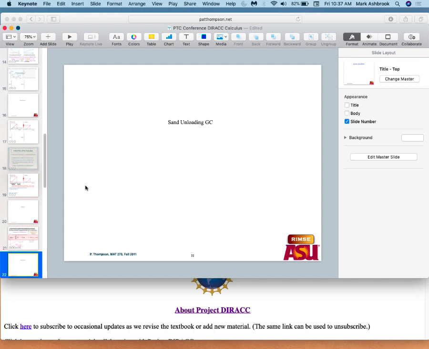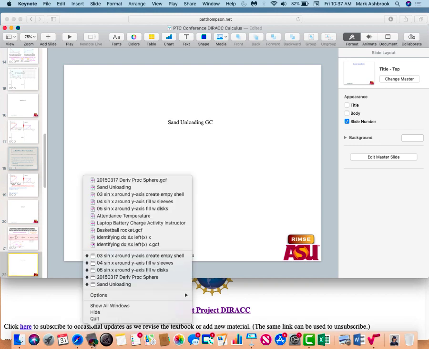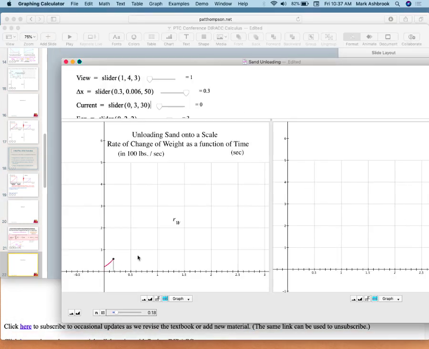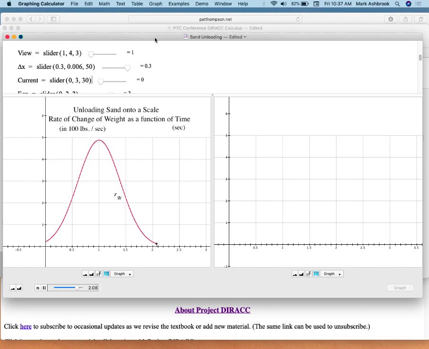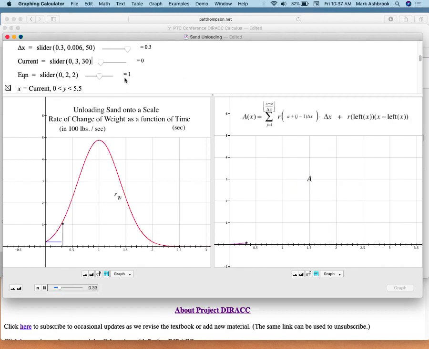Okay, and so then the next context we look at to practice that is the sand unloading. I've been having trouble with the smoothness of this, but anyway, here's our exact rate of change function. We have in-class worksheets where we're asking all kinds of questions as they're watching this animation on the screen to really understand it. So from the exact rate of change function, we build the approximate rate of change function, that's our step function. And then from that step function, we can build the approximate accumulation function, and I'll repeat it up here. So there it is.